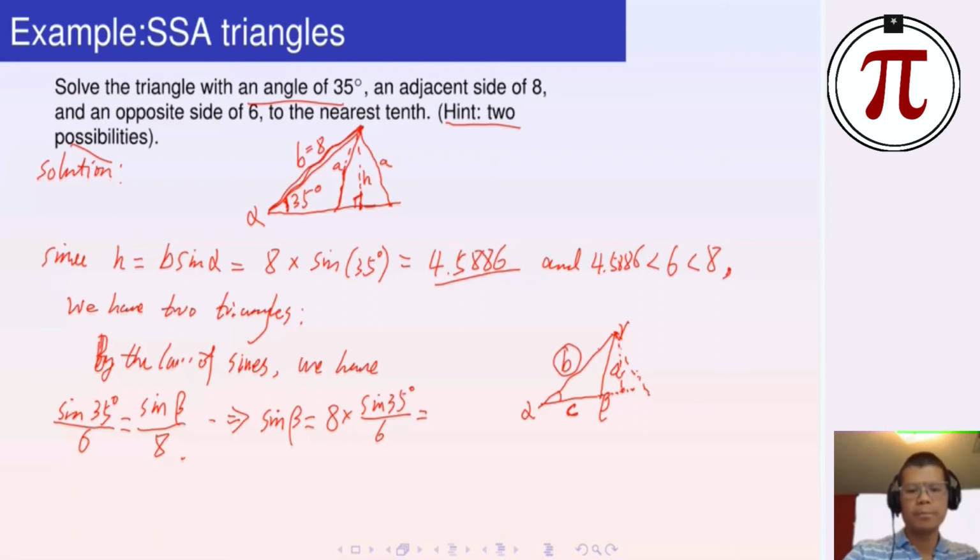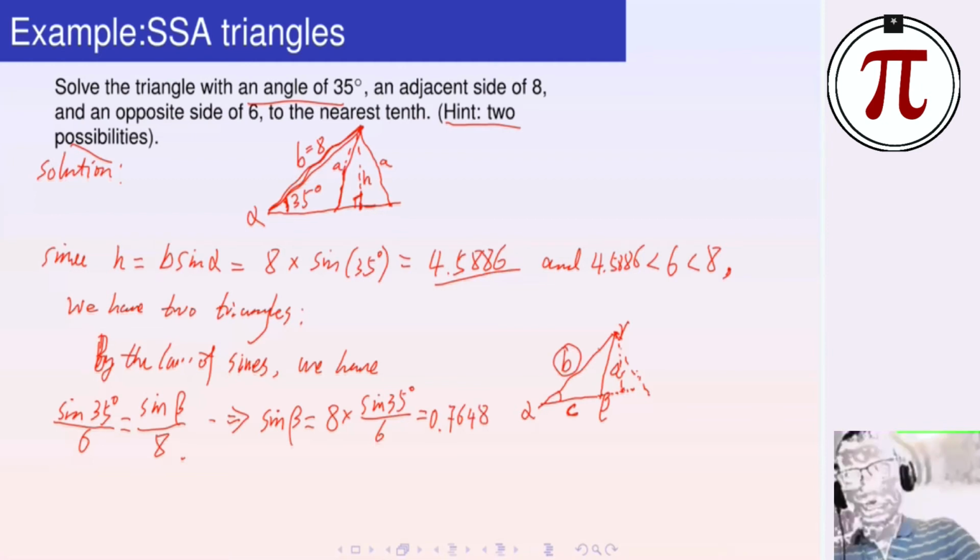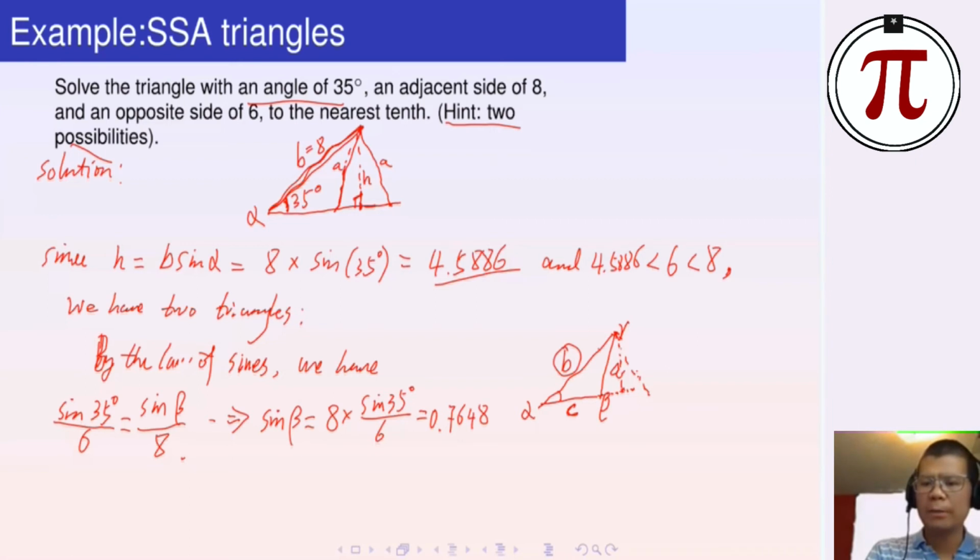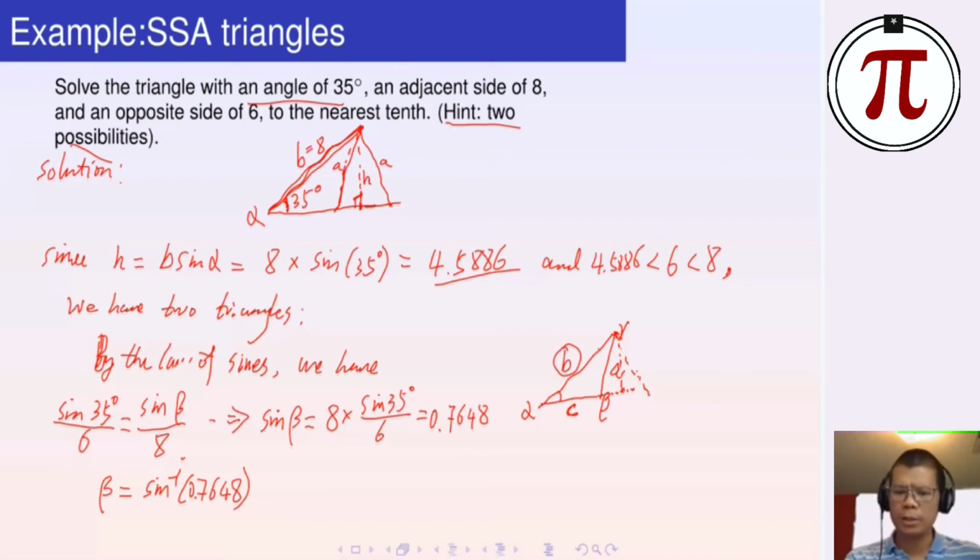So what did you get? I got 0.7648. Now, since sine beta equals this, I can find the value for beta. What is the value for beta? It's the inverse sine of 0.7648. Now this one is less than 90 degrees.